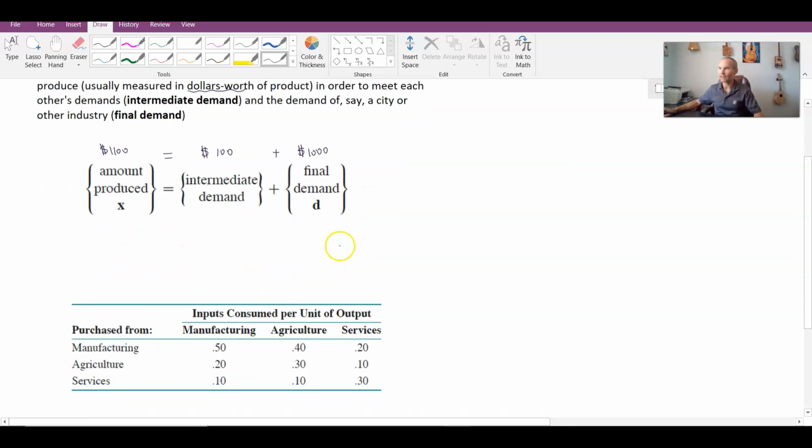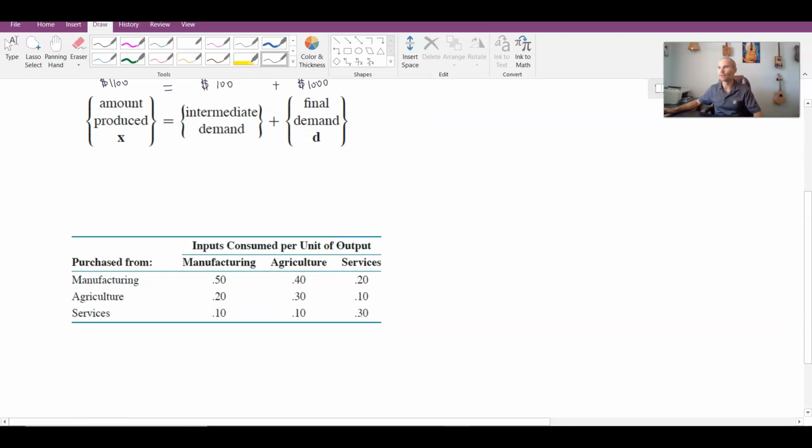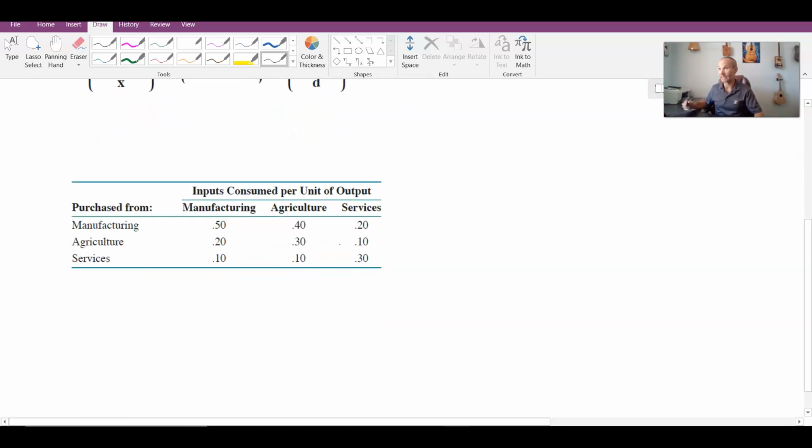And that's really the point here, to understand how models are built from an understanding of the underlying data. So what we have in this table is, along the columns, each of the 3 sectors that we're going to be considering: manufacturing, agriculture, and services. And this is how much manufacturing needs to consume of each of the 3 sectors, manufacturing, agriculture, and services, in order to produce 1 unit of output.